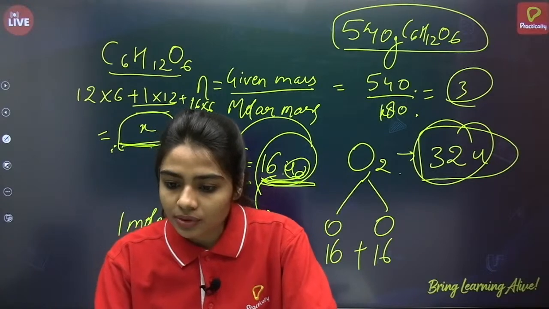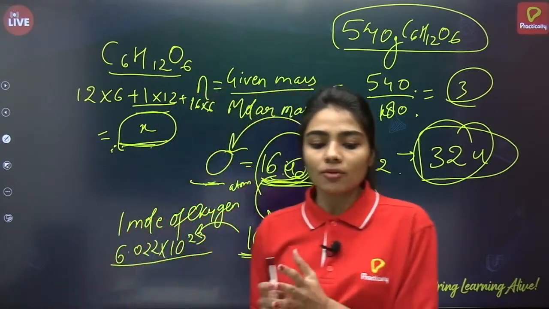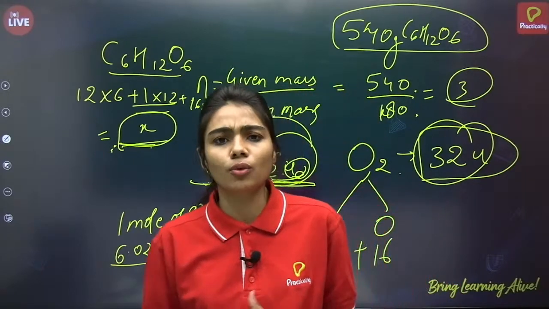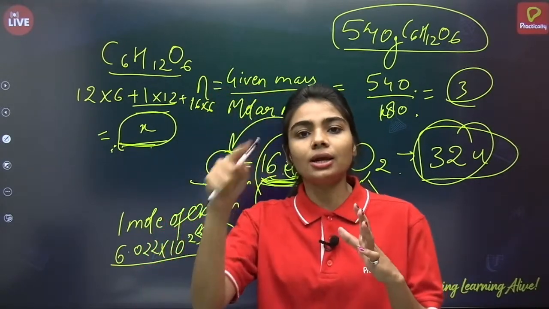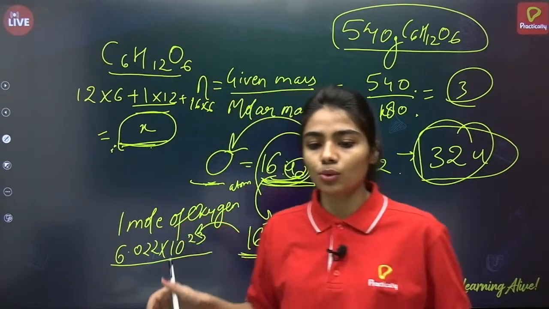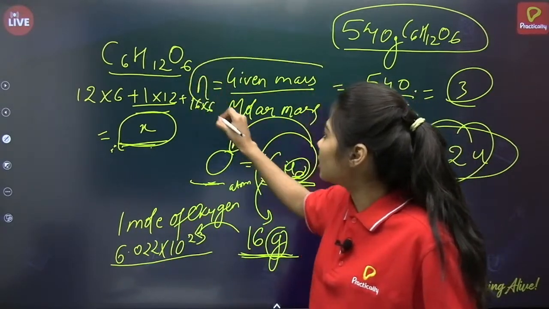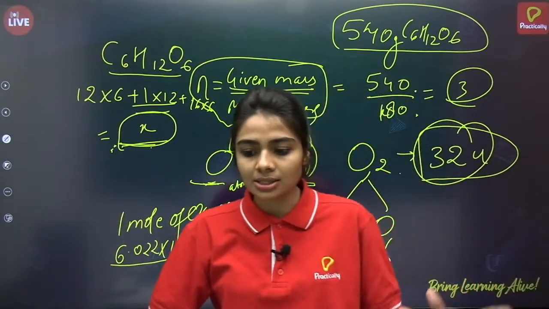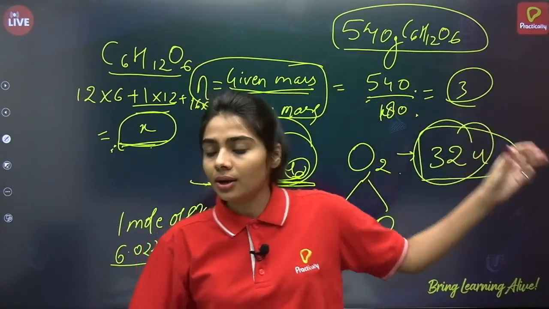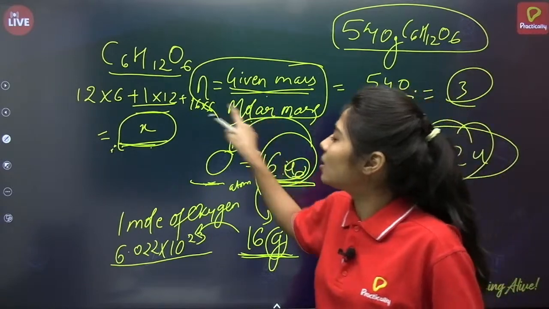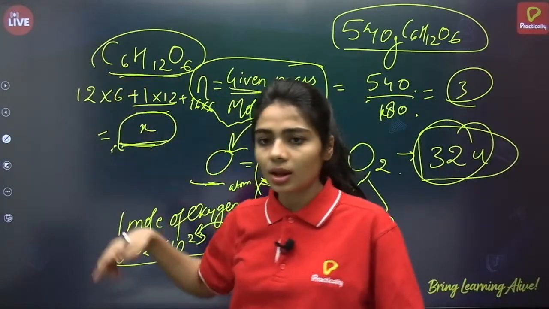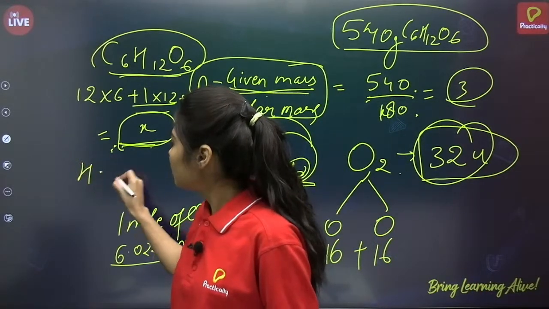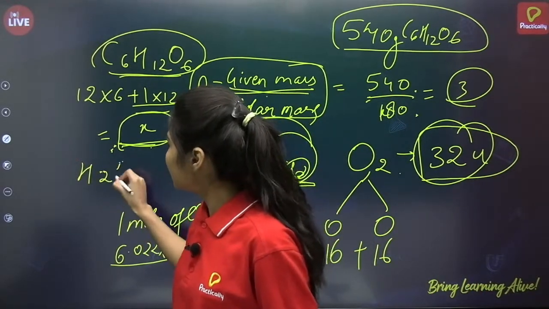N equals given mass. Yes, this is the formula for calculating the number of moles. If you want to find the number of moles, N equals given mass upon molar mass. So you have been given a particular mass, like 540. Just put it here, and calculate the molar mass from here, for whatever compound they have given. Let's say they have given water.